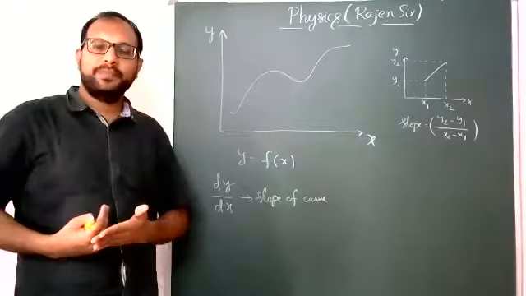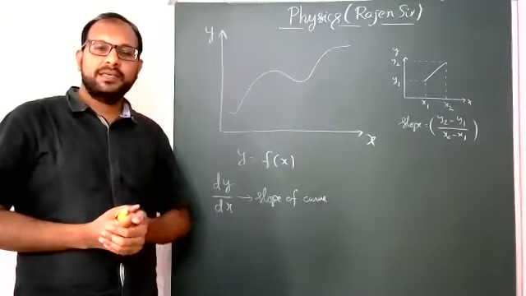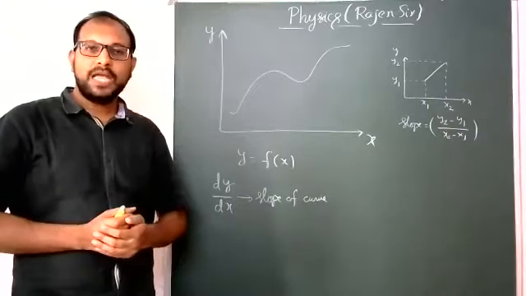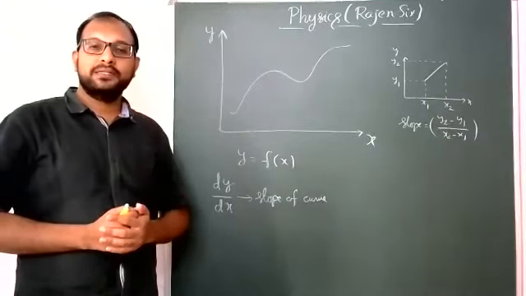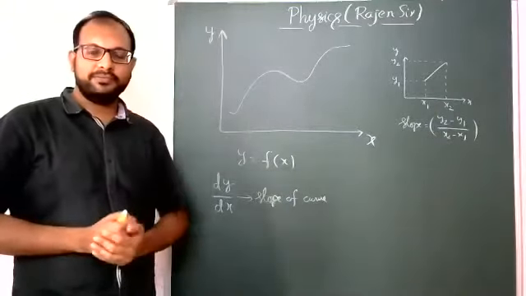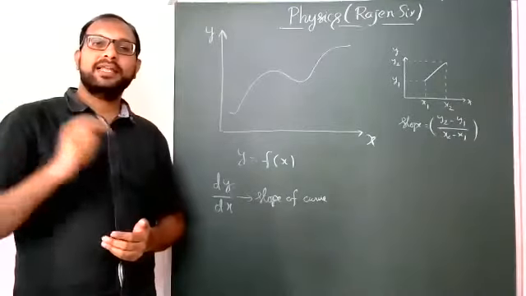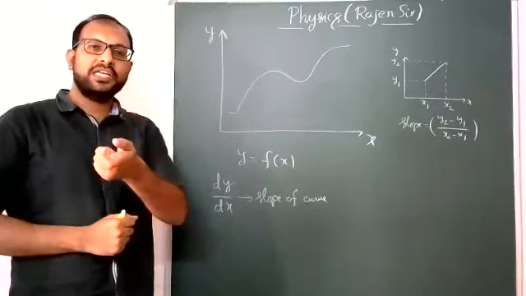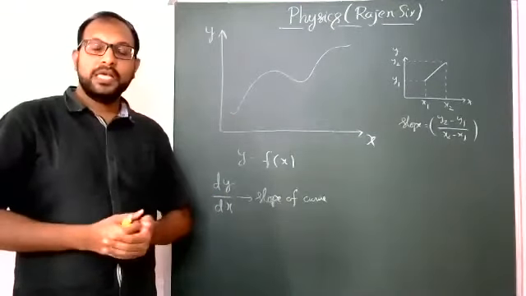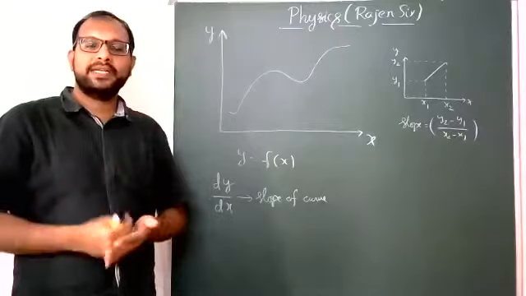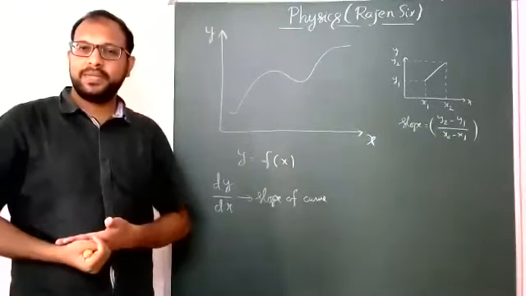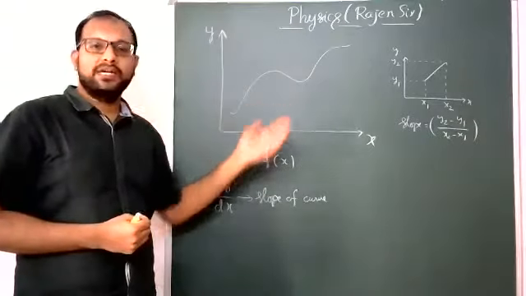But now, how are these curves, slopes and differentiation related to our physics? Students, in physics there are many parameters. The best example: suppose you take velocity. Velocity is nothing but the slope of the position versus time graph. Similarly, acceleration is the slope of velocity versus time. These are known parameters. So many parameters in our physics depend on the slope of curves.